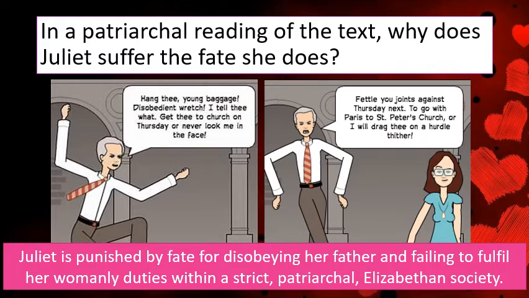So that is the patriarchal reading of the text, that in fact the outcome for Juliet is a result of that dissent, that refusal to follow the orders of her father, which again in a society at the time would have been an even more pervasive influence on her life, and one that she was expected to obey.